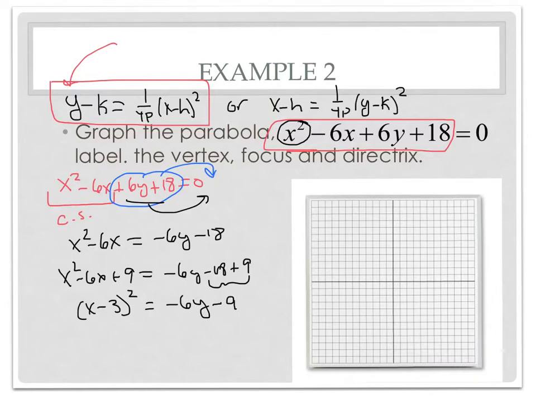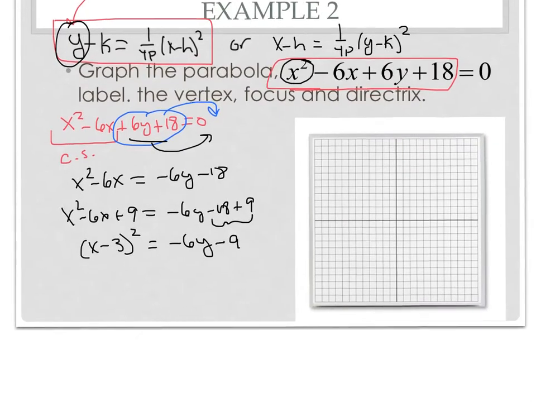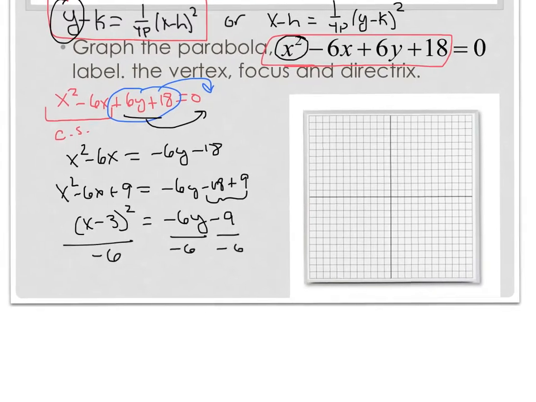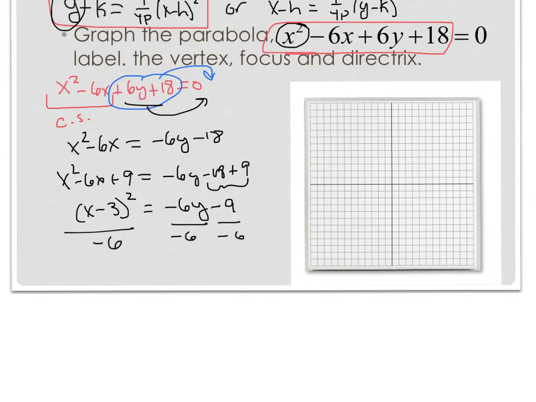So now the other idea is y is all by itself. So I need to go ahead and get y all by itself. In order to do that, I got to divide by negative 6. And what I do to one thing, I got to do to everything else. So I divide that by negative 6. So then that means we have this 1 over 4p. The 1 over 4p is usually in this area.